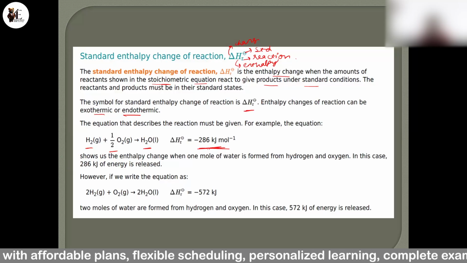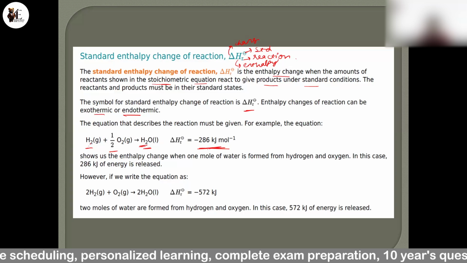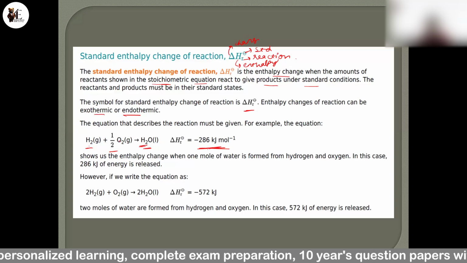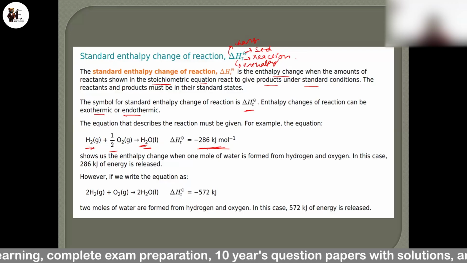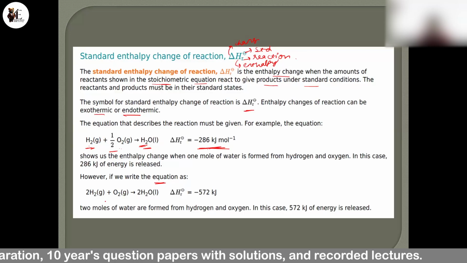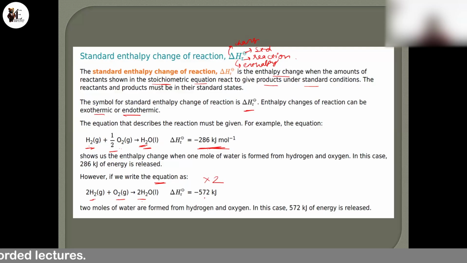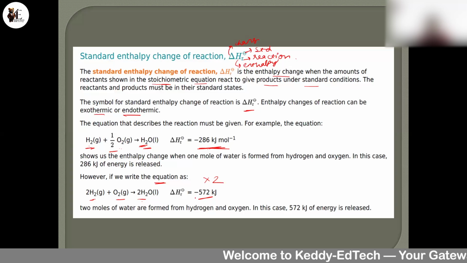So what does this show? This is the enthalpy change when 1 mole of water is formed from hydrogen and oxygen, which are themselves in the standard state. Hydrogen exists as H2 gas, oxygen also exists as O2. However, if we write the equation multiplied by 2, then the enthalpy is also multiplied by 2, and that becomes minus 572 kilojoules per mole. Here the minus sign means that energy is released, so it is an exothermic reaction.